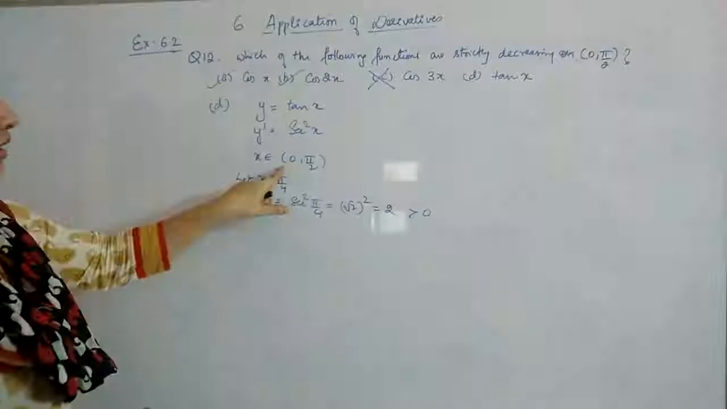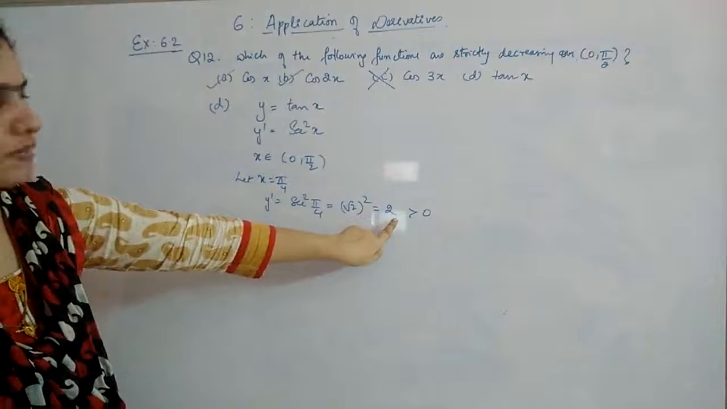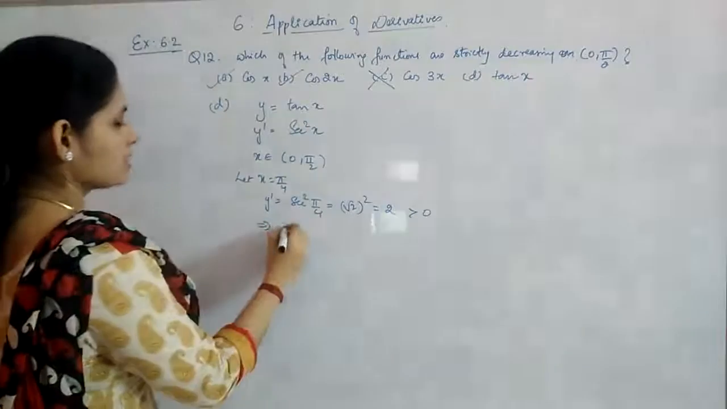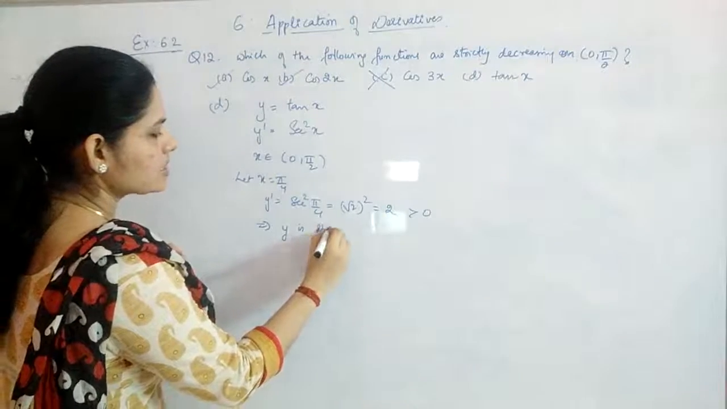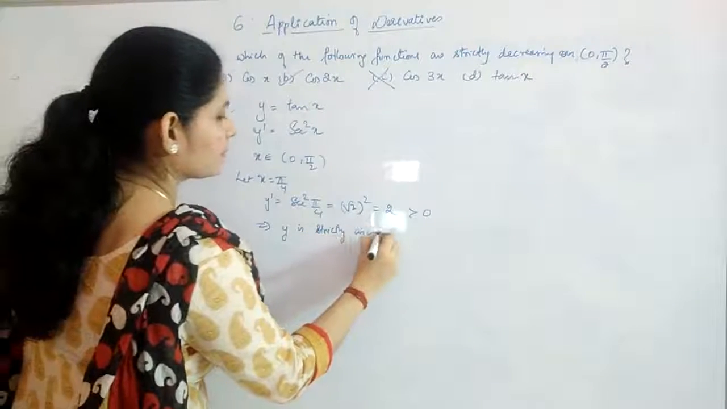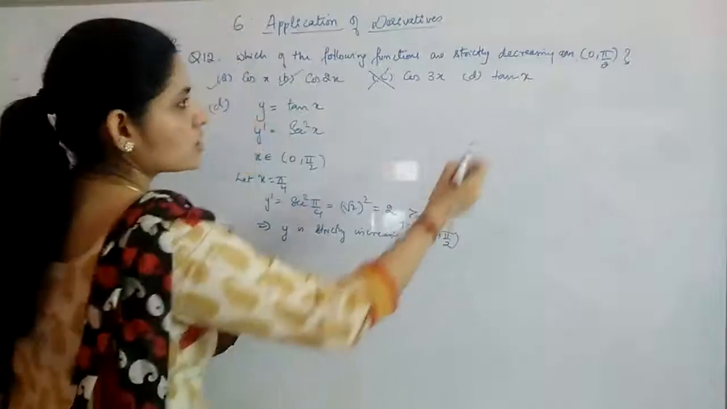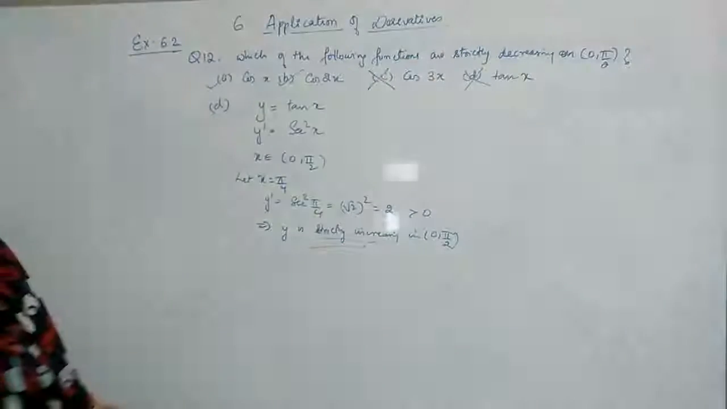So in between 0 and pi by 2, whatever value you take, you will get the derivative of the function as greater than 0, which implies that the function y is strictly increasing in the interval 0 to pi by 2. So this is also not decreasing. Okay, it is strictly increasing.